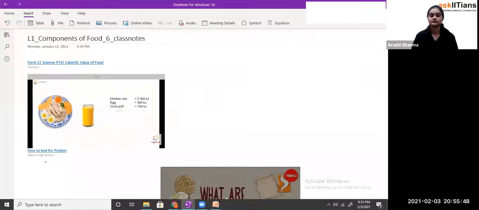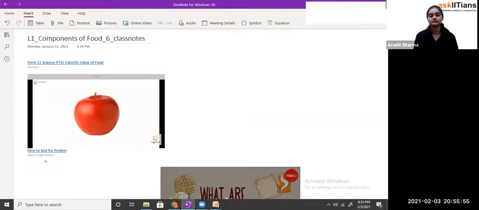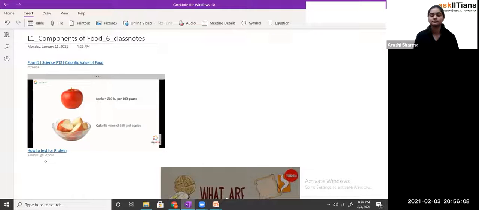The total calorific value of the foods is 3,120 kilojoules. The calorific values of food servings can also be presented in terms of every 100 grams. For example, the calorific value of an apple is 200 kilojoules per 100 gram. If you have 250 grams of apples, then its calorific value will be 200 kilojoules times 2.5 equals 500 kilojoules.